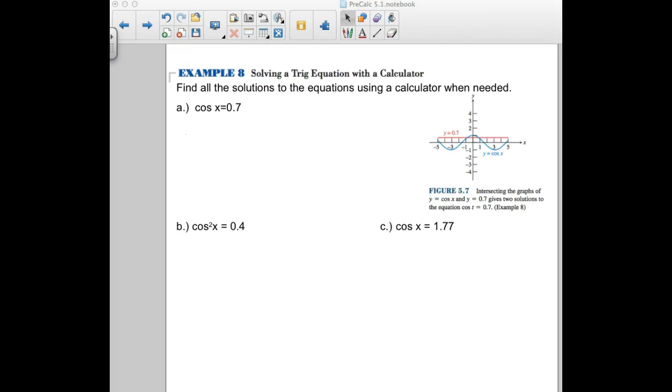Okay, welcome back. These are the notes for Pre-Calc section 5.1 day 3. We just have two more main examples to look at. The first one involves solving a trig equation with our calculator.